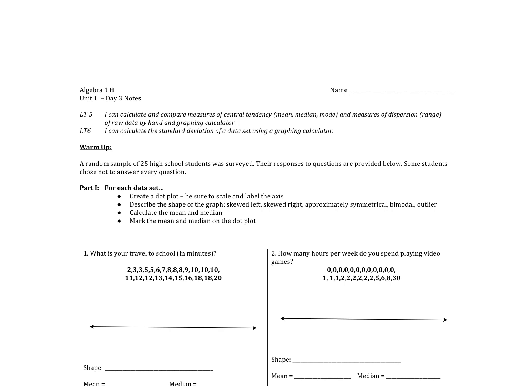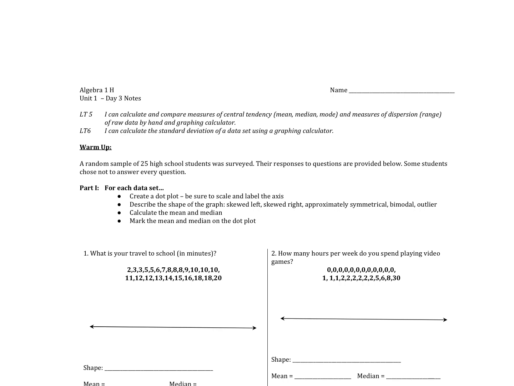A random sample of 25 high school students was surveyed. Their responses to questions are provided below. Some students chose not to answer every question. What you need to do is pause the video and create a dot plot. Describe the shape of the graph, whether it's skewed left, skewed right, approximately symmetrical, bimodal, or outlier. Calculate the mean and median, and then mark the mean and median on the dot plot. So go ahead, pause the video, and work on those two questions.